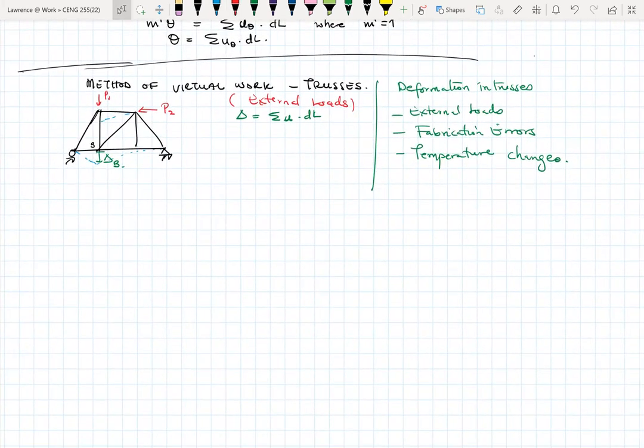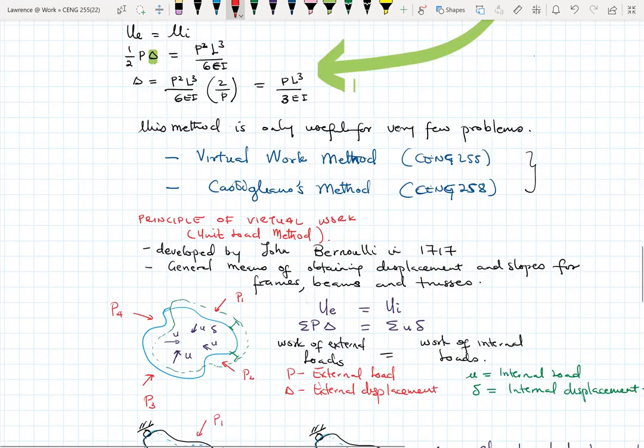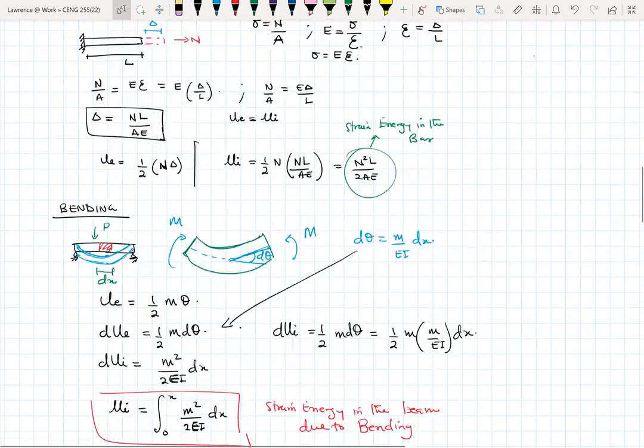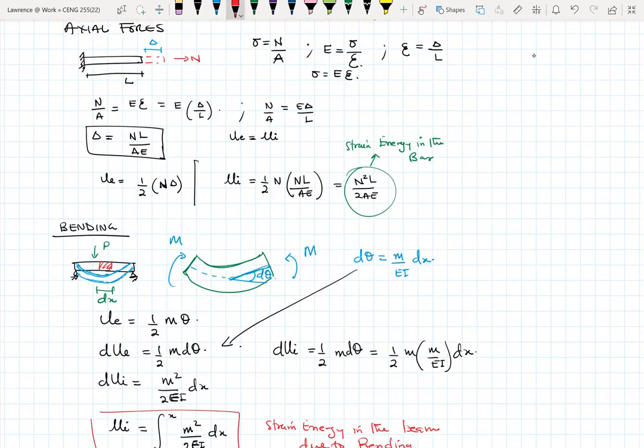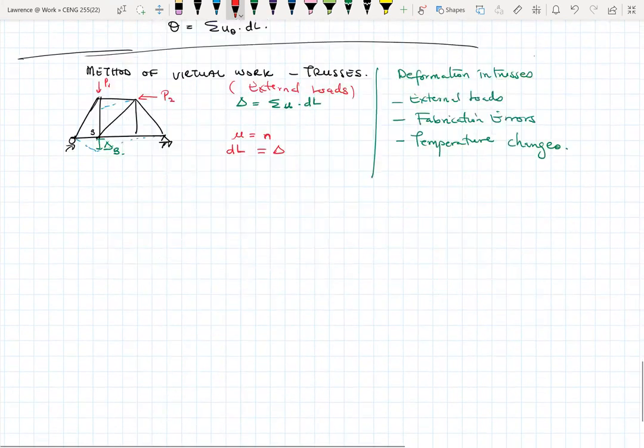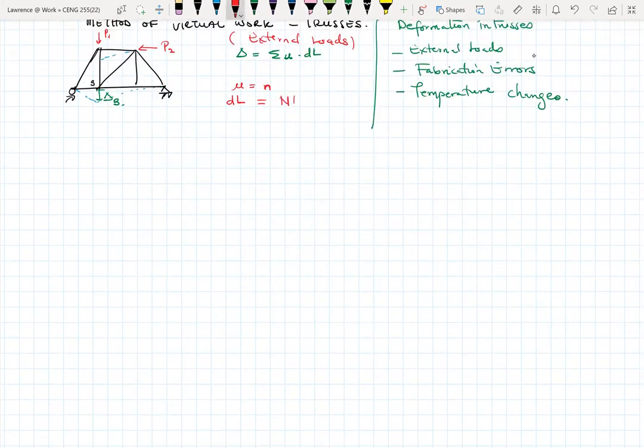So let me say that all the internal load is U. I'll give it a small letter n so that it becomes easy to work with. And then the internal change in length, we came up with this equation earlier, which was given as NL over AE, which was an internal displacement. So the internal displacement delta L is the same as NL over AE.